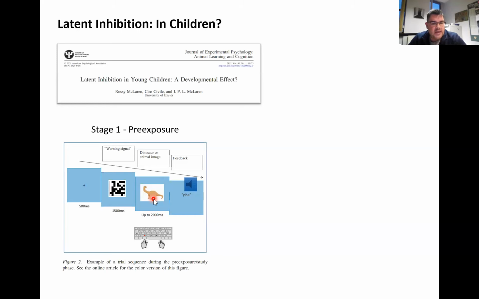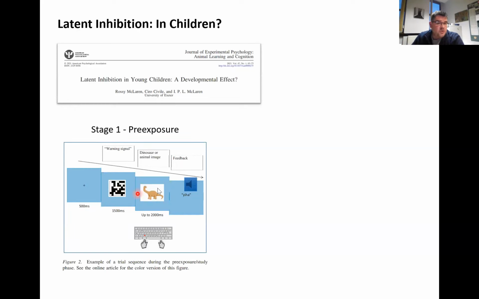So if they press the right key and it's a dinosaur, they get yeehaw played. The important part about this pre-exposure is that the pre-exposed stimulus is this warning signal here. It's not an imperative stimulus in that participants have to respond to it, but participants are assumed to attend to this stimulus by virtue of the fact that it warns participants that an imperative stimulus is coming up, a dinosaur or an animal.